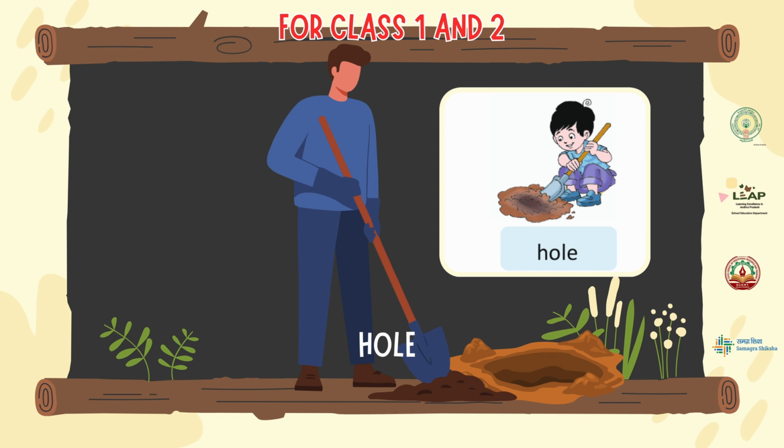We don't need a big hole, just a tiny one for our little seed baby. So, to sow a seed, we need to make a small hole into the soil. A hole is an empty space or opening.